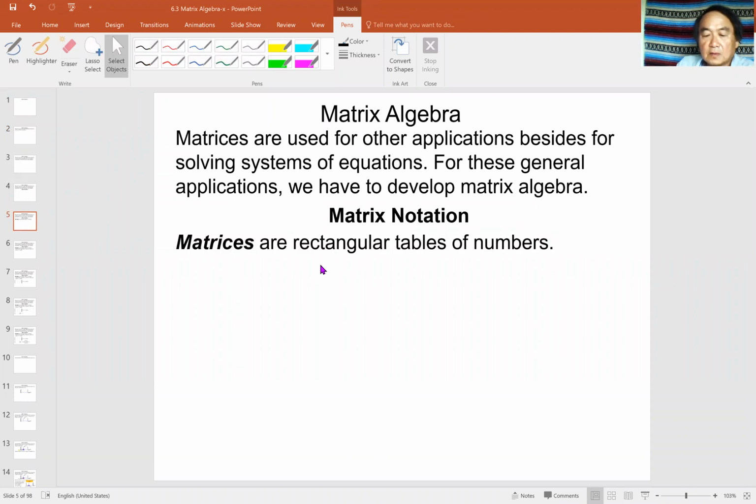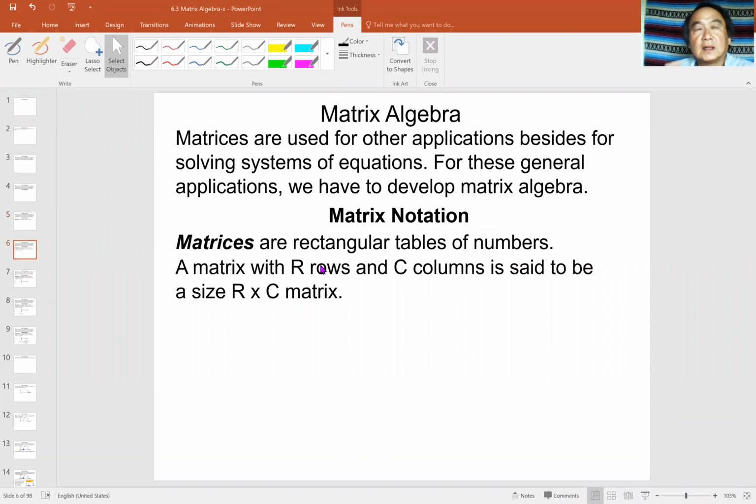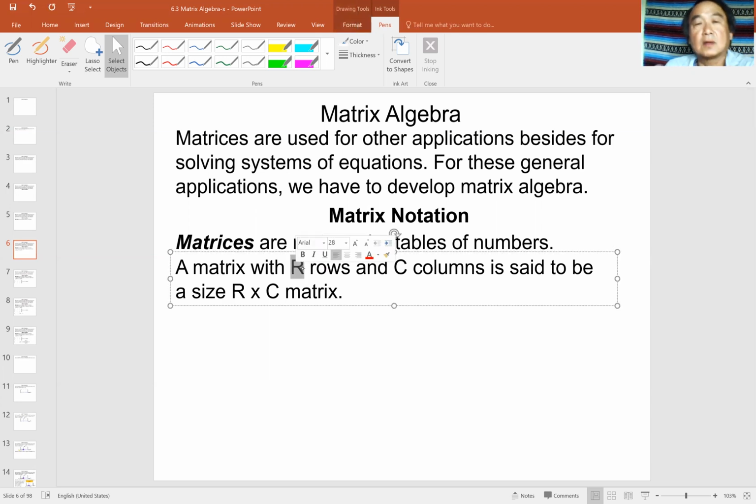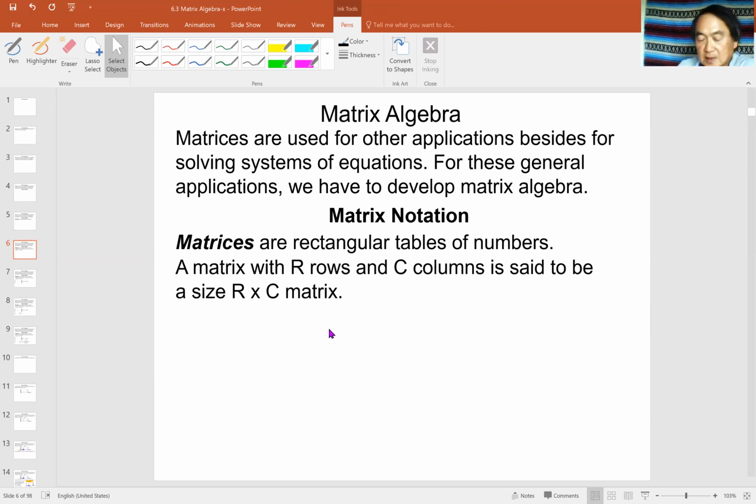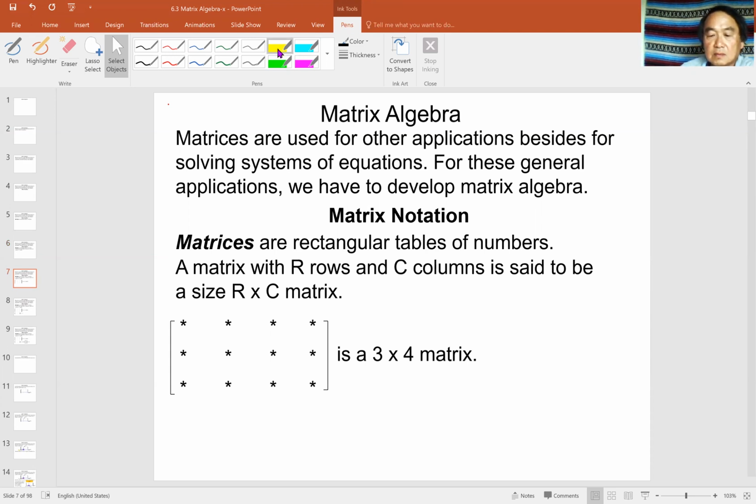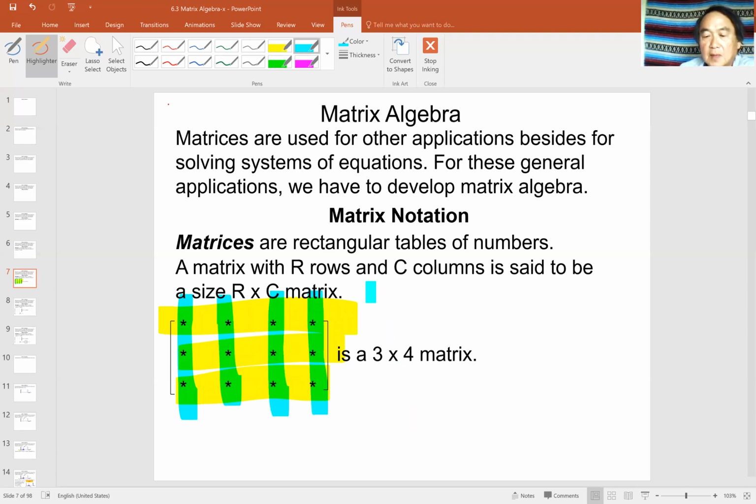Well, the first thing we want to talk about is the size and positions of the entries in the matrix. For size, we have two letters. The R always refers to rows, so whenever you see capital R, it stands for row, and capital C stands for column. If there are R rows and C columns, then the size of the matrix is R by C. So here are 3 rows, 1, 2, 3, and there are 4 columns. So it's a 3 by 4.